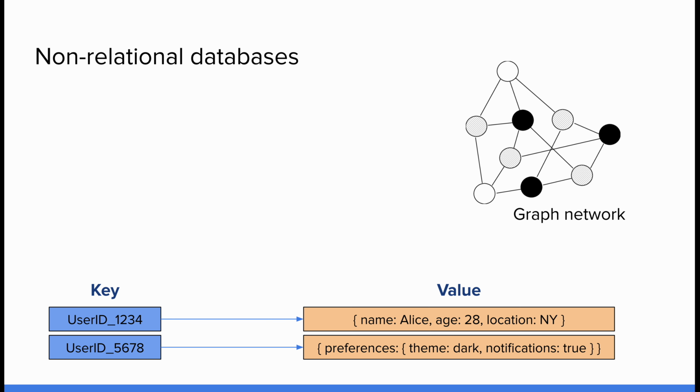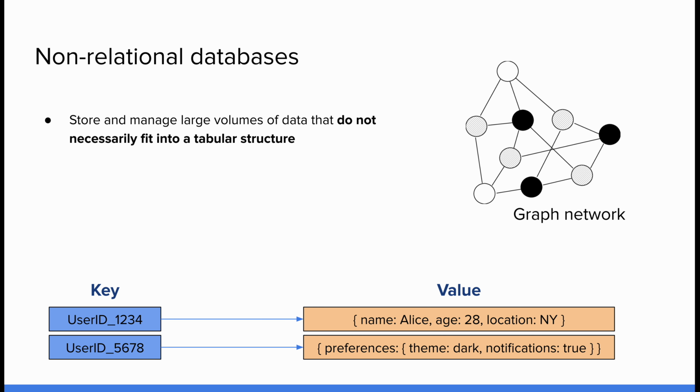These examples help illustrate why non-relational databases are so powerful. They're designed to handle unstructured or semi-structured data, so data that doesn't fit well into the rows and columns of a relational table. And so non-relational databases provide flexibility for evolving or significantly varying data models.